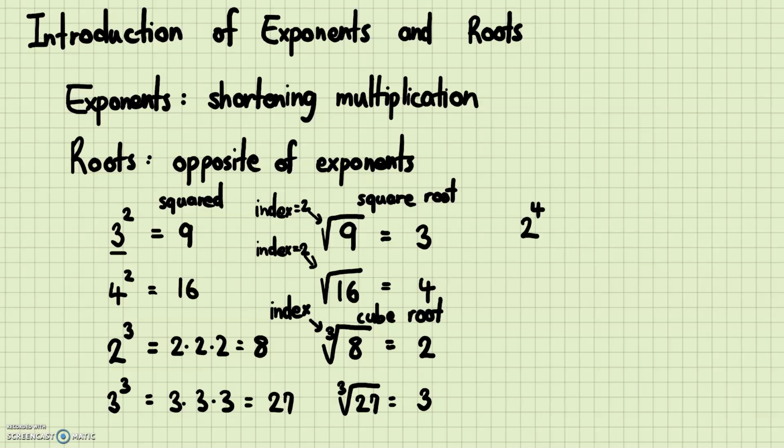Now there are other roots as well, higher than cube roots. So 2 to the 4th power, that's 2 times 2 times 2 times 2, which is 16. And you can take the 4th root of 16 to get back to 2. Okay, so the 4th root is the opposite of the 4th power. Notice you can also take the square root of 16. You don't write the index for square root. Square root of 16.